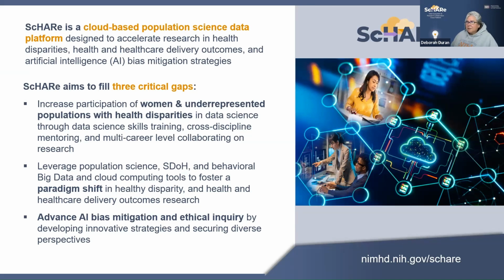So ScHARe is a cloud, and it was developed to fill 3 critical gaps: women and underrepresented population in data science. We really are trying to create that paradigm shift in research thinking that leverages big data instead of just doing the one little project data set on your laptop. We can learn so much more by having more data available to us. So we're trying to create that shift in thinking. And of course, the AI bias mitigation. Next.